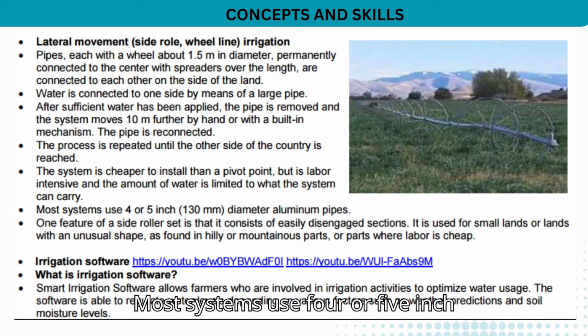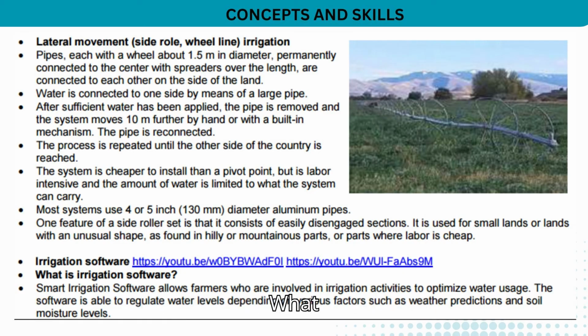Most systems use 4 or 5 inch, 130 mm diameter aluminum pipes. One feature of a side roller set is that it consists of easily disengaged sections. It is used for small lands or lands with an unusual shape, as found in hilly or mountainous parts, or parts where labor is cheap.